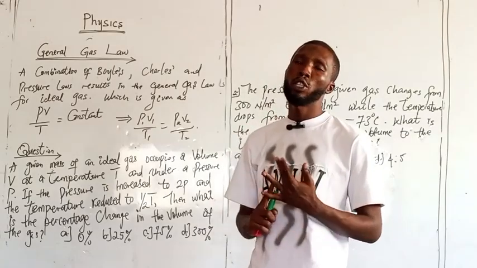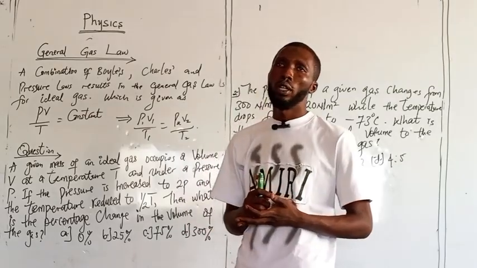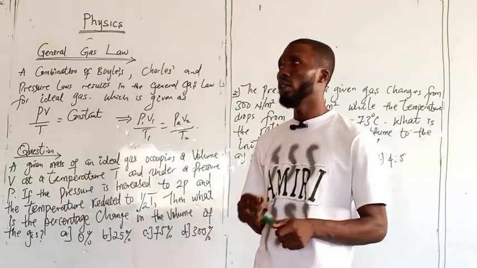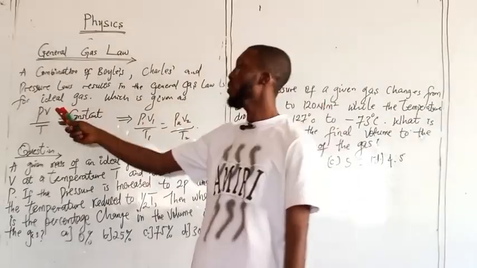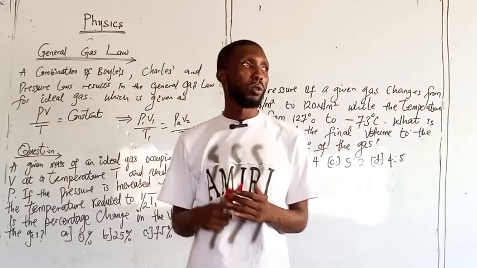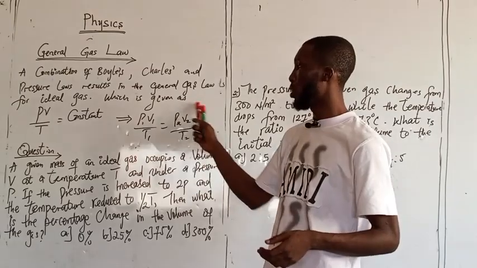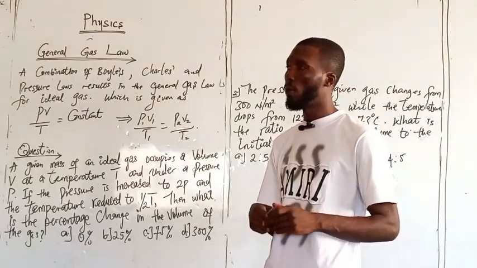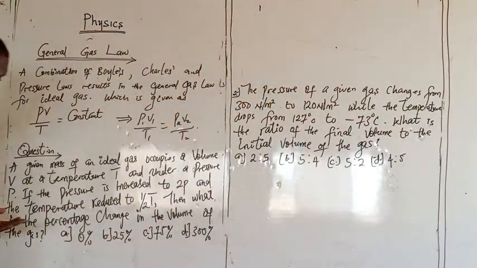Let's take a look at the general gas law. The general gas law is a combination of Boyle's law, Charles's law, and the pressure law. If the three laws are combined together, harmonized, we have PV over T equal to a constant. That is, P1 V1 over T1 equals P2 V2 over T2. Yes, the general gas law.